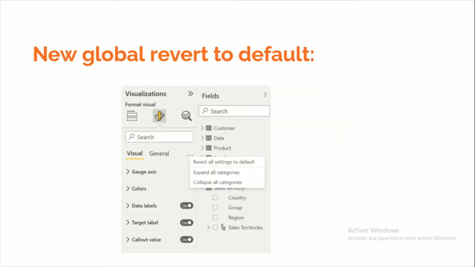Now let's pass to the new global revert to default. As you can see here, Power BI now added a new menu that allows you to revert all settings back to the default, as you can see here. Okay, revert all settings to default. Previously this was a painstaking process of opening each card and clicking revert to default. This is especially helpful when you want your visual to reflect your theme styling.